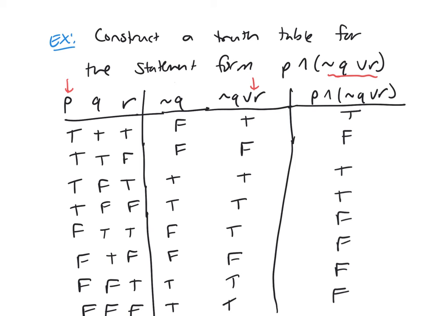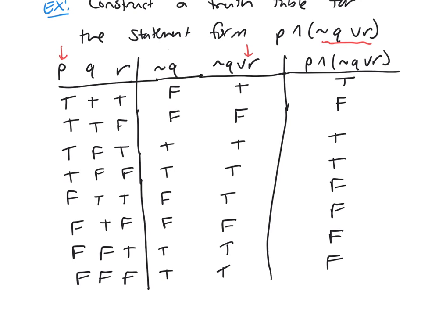So that's how we find these truth tables. So remember, it's important you know how many variables you have, because that determines how many rows you have in your truth table.